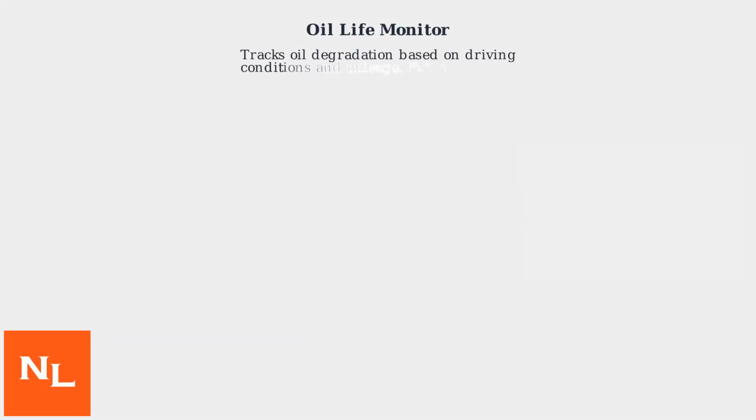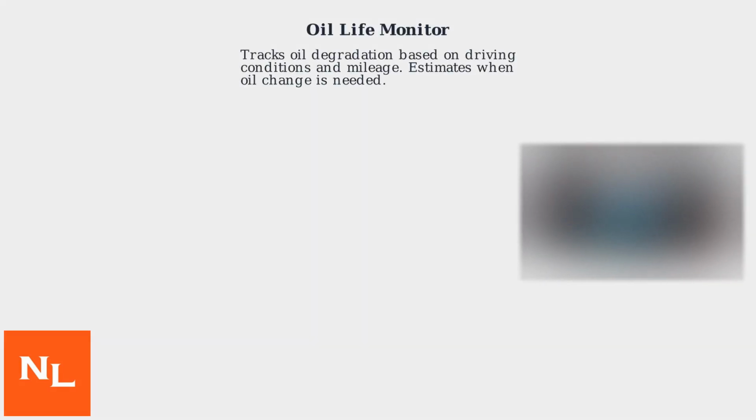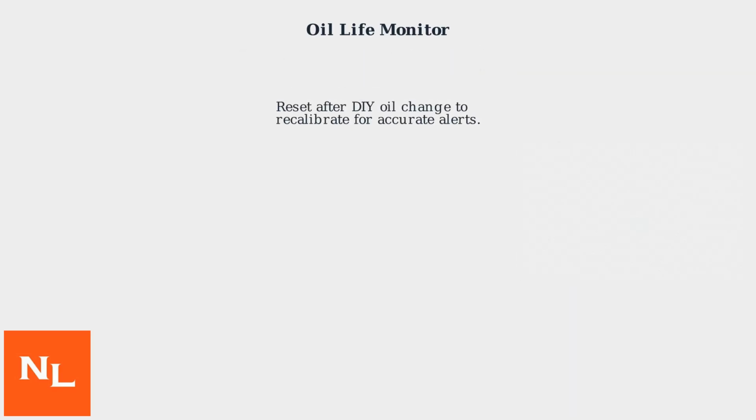The oil life monitor in your 2019-2021 Jeep Wrangler tracks oil degradation based on driving conditions and mileage, estimating when an oil change is needed. Resetting it after a DIY oil change recalibrates the system for accurate alerts.